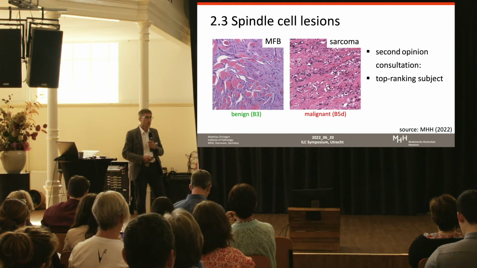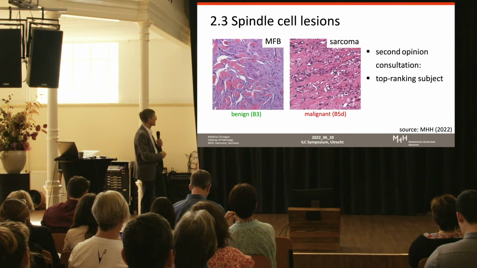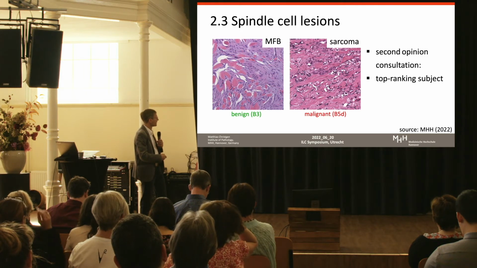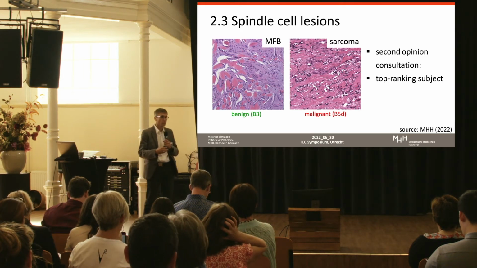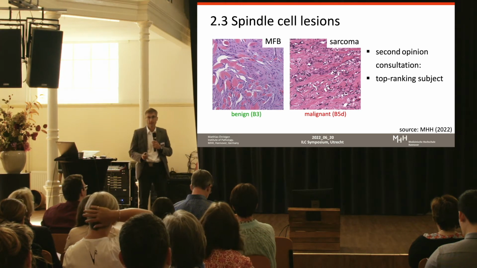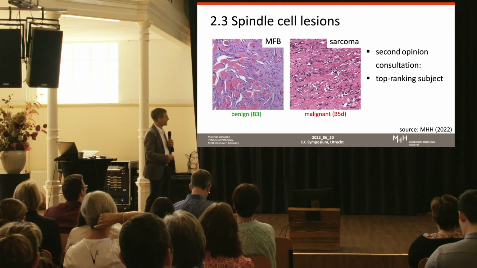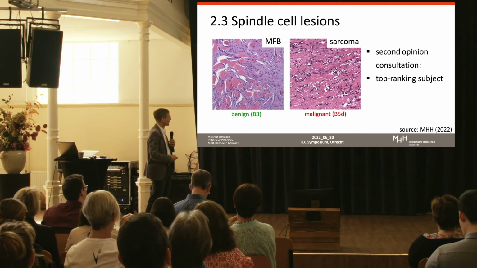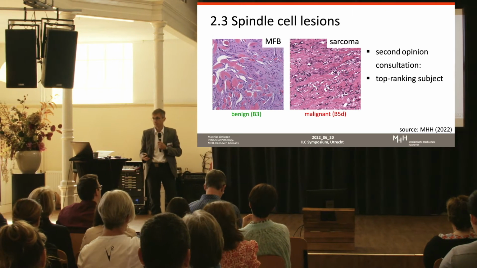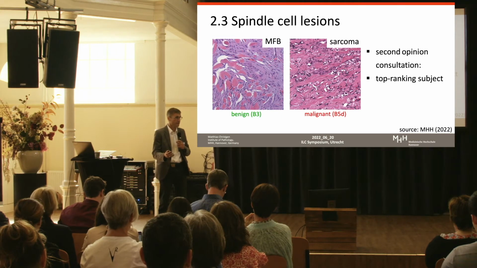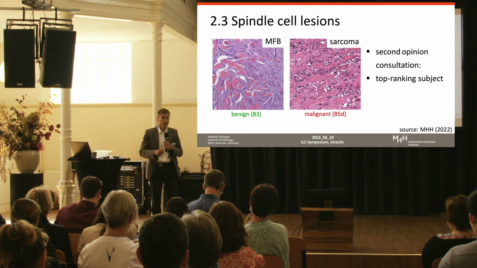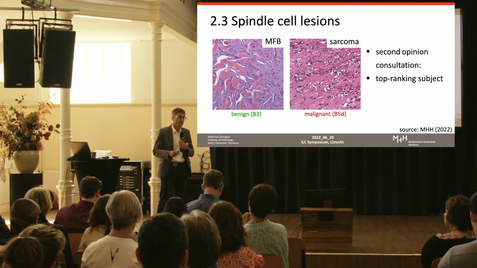And importantly, tumors with benign behavior, such as the myofibroblastoma shown here on the left side, and malignant behavior, such as an angiosarcoma shown here on the right side, can have a quite similar morphological appearance. And this is why differential diagnosis of spindle cell lesions is actually one of the top-ranking subjects among second opinion consultations in our reference pathology unit. This may be surprising for you because the mesenchymal tumors of the breast are very rare, but as a matter of fact, they keep the pathologists really busy.